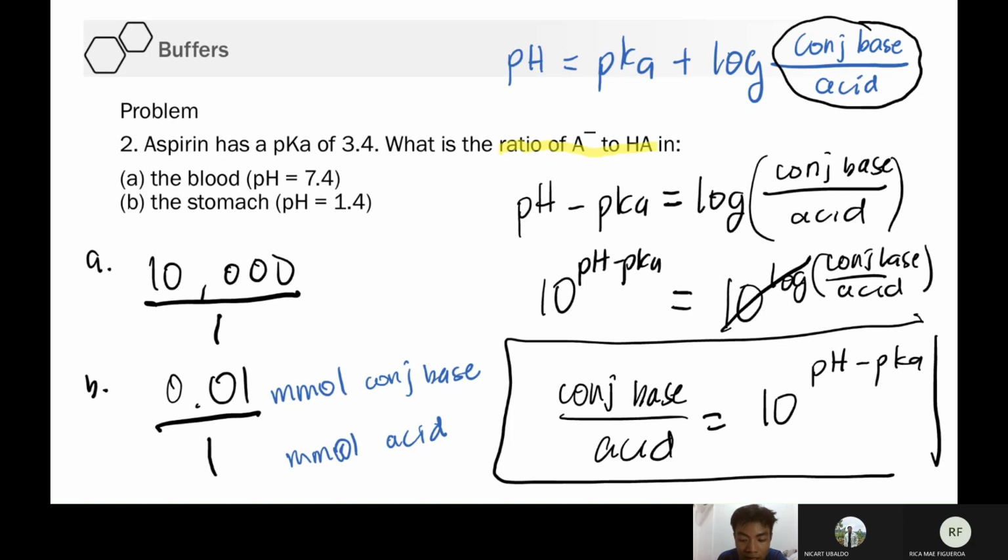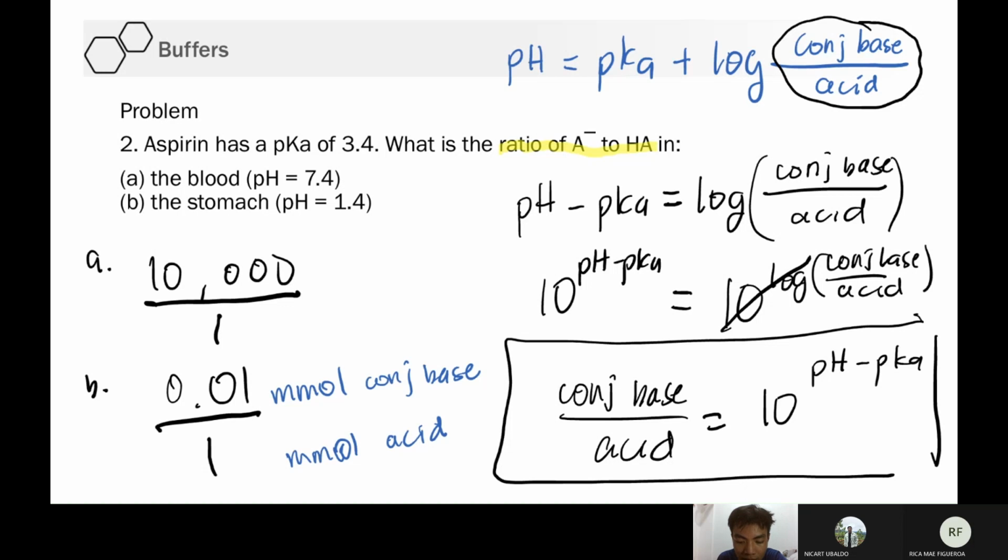So, that will tell us the ratio of the conjugate base and the acid. So, kung may isang mole ka ng acid, you must have 0.01 millimoles of the conjugate base. So, that means if you have 2 moles of acid, then you must have 0.02 millimoles of the conjugate base. Kung meron kang 10 moles of acids, kailangan may 0.1 mole ka ng conjugate base. So, that will tell you kung ano yung exact proportion ng conjugate base and the acid mo for you to have the buffer solution. Okay?